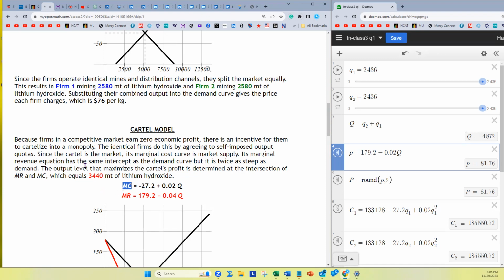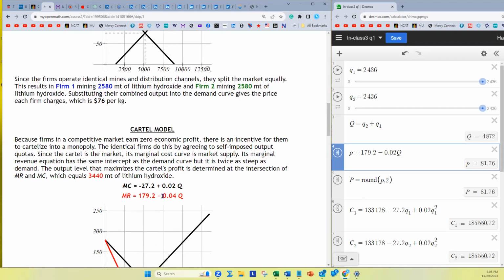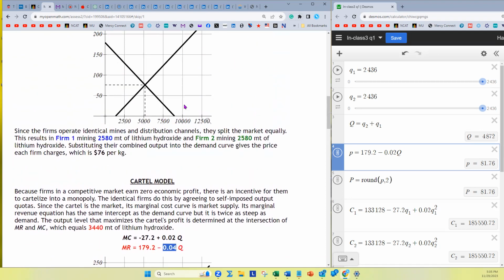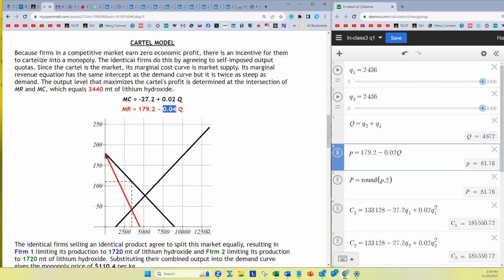Now its marginal revenue equation has the same intercept as the demand curve, but it's twice as steep. So this right here is the intercept of the demand equation, and then this is the steepness of the market demand curve. The marginal revenue curve is twice as steep as the demand curve, and you can see that right here. The difference between this model up here and this model here is the fact that we're drawing the marginal revenue curve in here. It has the same intercept and it's twice as steep as the demand equation.